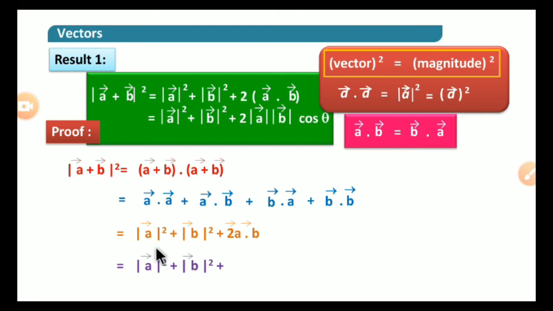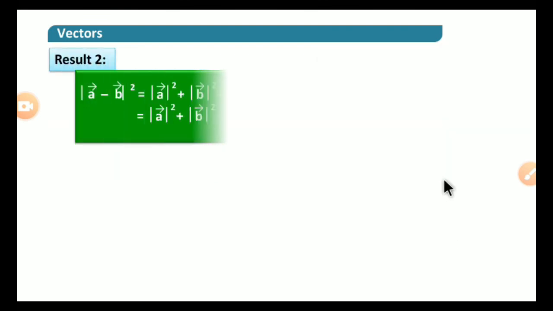Now again we can write here magnitude of A square plus magnitude of B square plus 2 into magnitude of A into magnitude of B into cos theta, because it is by the definition of dot product of these two vectors. So this is the proof of this result 1. Now we will go for the result 2.